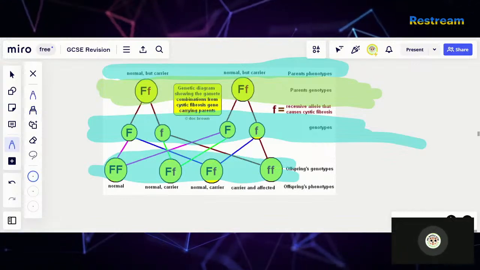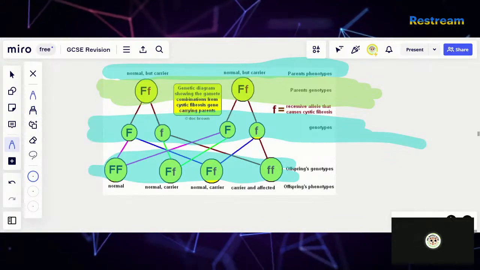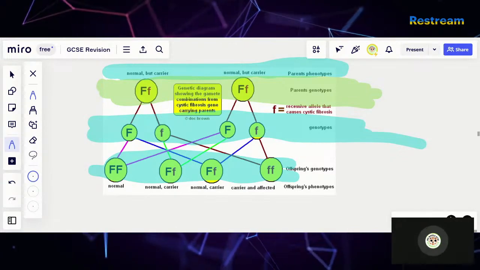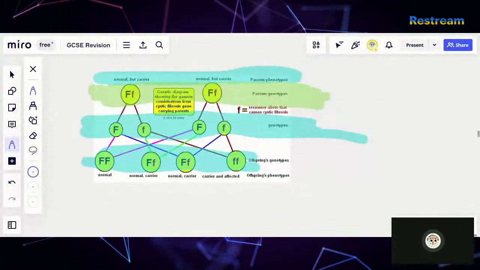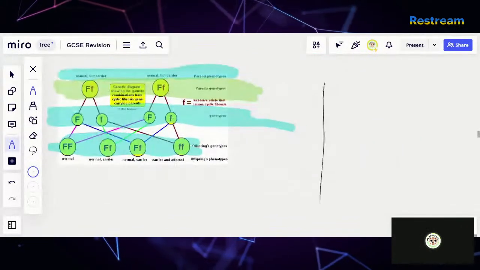Now, a way we would represent this is in a Punnett square. Punnett squares are arguably much simpler than this. What you have in a Punnett square is it will look like this. Let me make it bigger.